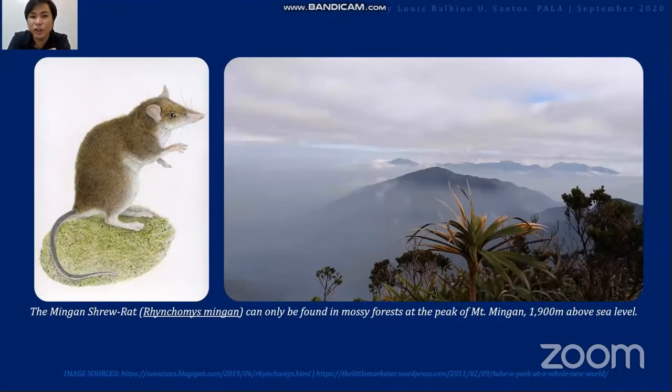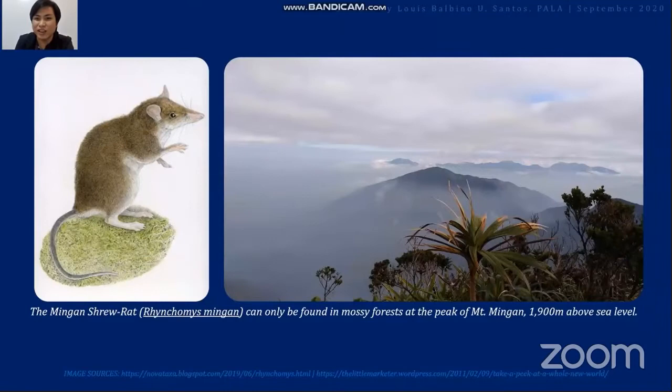So in other words, this is endemic not just to the Philippines, not just to Luzon, but to Mount Mingan peak. As you can see, this sky island, this patch of mossy forest, is super isolated from the rest. And what happens is there's lots of speciation here. That means lots of species that you can only find there. If that disappears, then the whole population of the cloud shrew rat, for example, disappears. Hence why it's important to really protect these critical habitats.